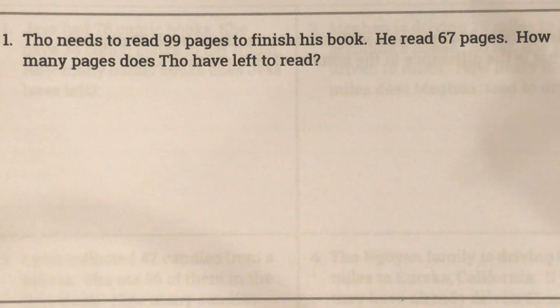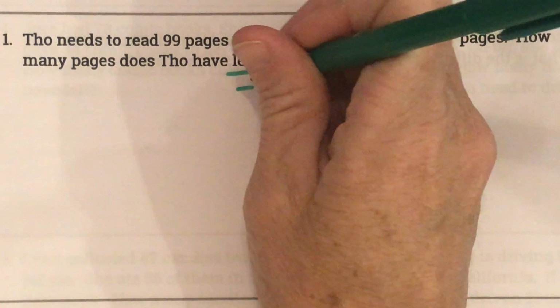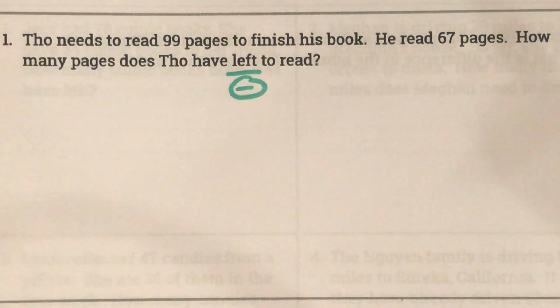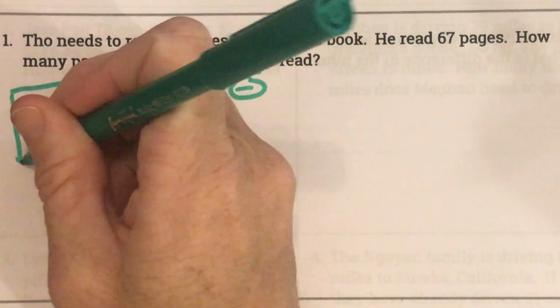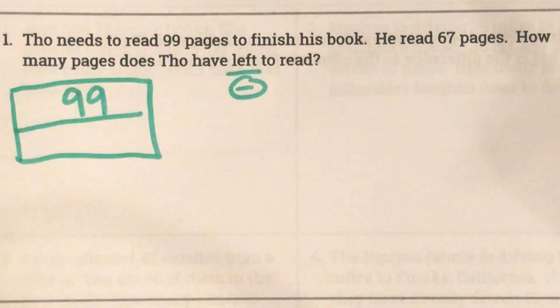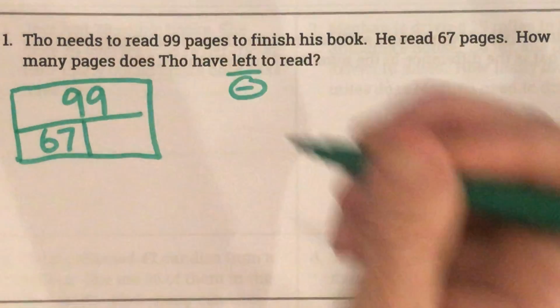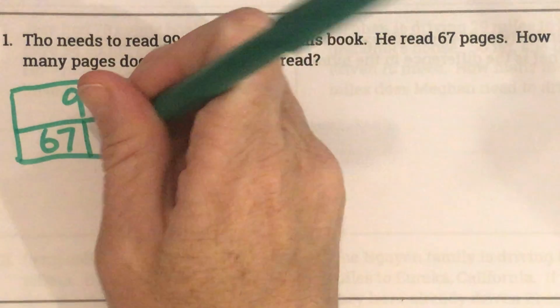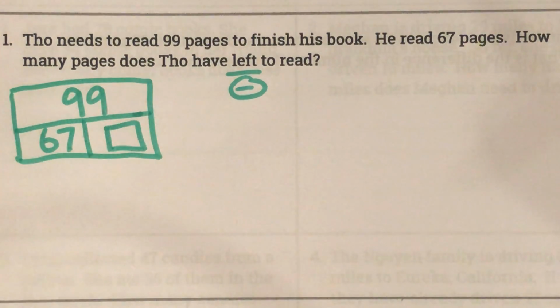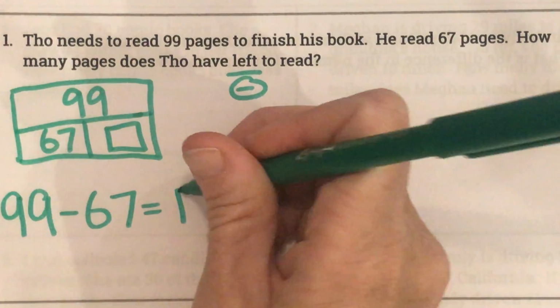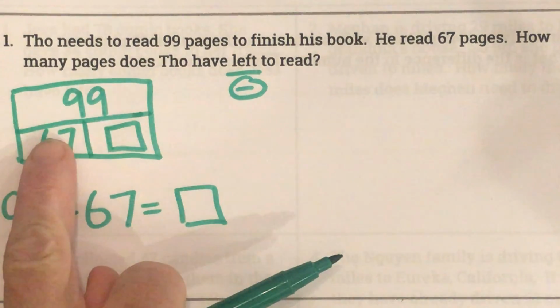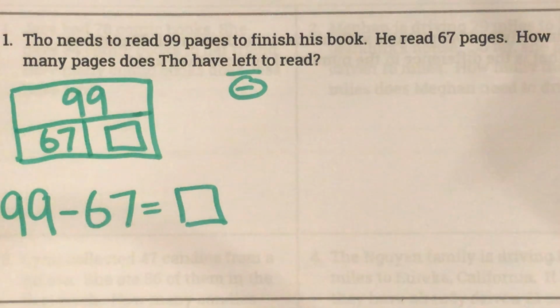Ooh, so what's my key word here? I see left. Left tells me we're going to subtract. Okay, so what would our tape diagram look like? Our whole was 99. That's how many he had to read to finish. And one of our parts is 67. He already did 67, so he has this much left. This is our unknown. So our equation could be 99 subtract one of the parts equals the other part. So my whole take away one part equals the other part.